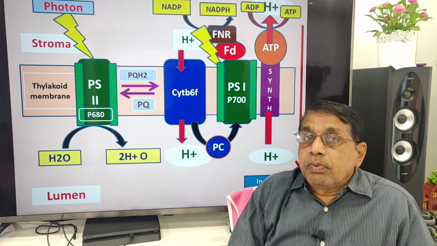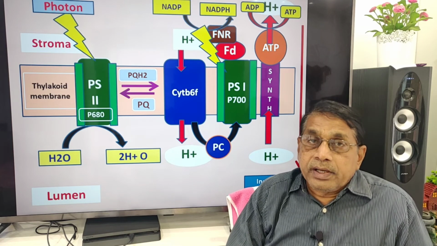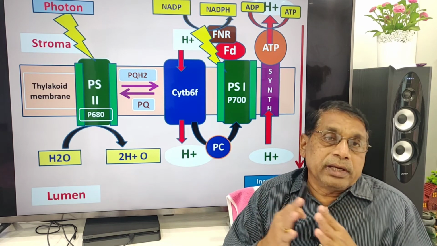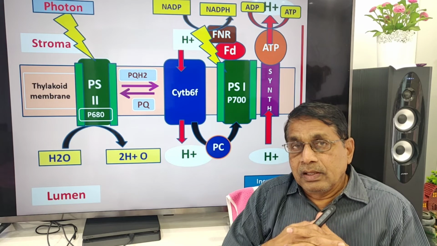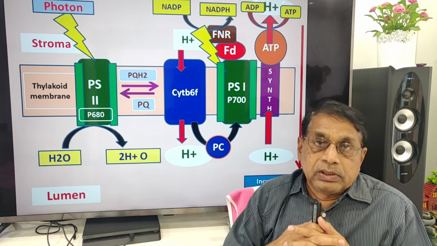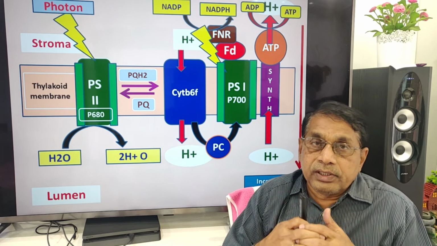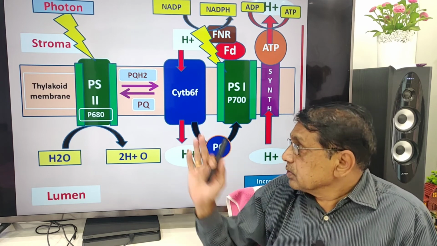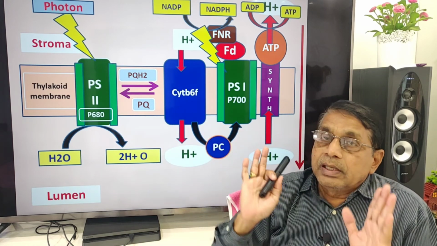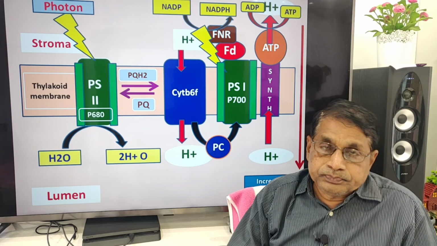Later on, Paul Boyer explained the process of actual ATP synthesis. This is the synthesis of ATP, chemiosmotic. The chemiosmotic synthesis explains only membrane energy.